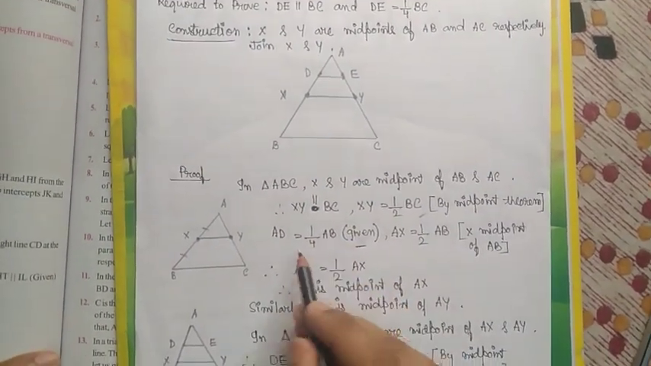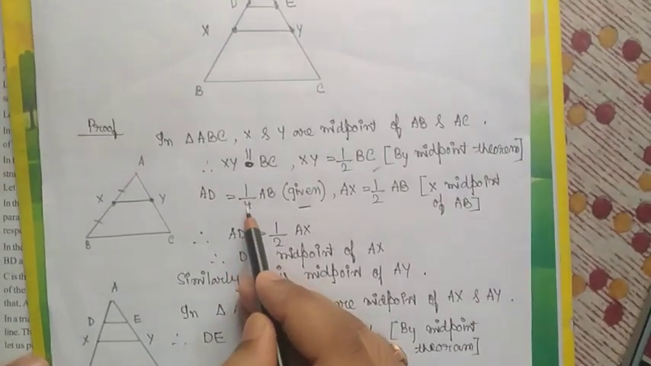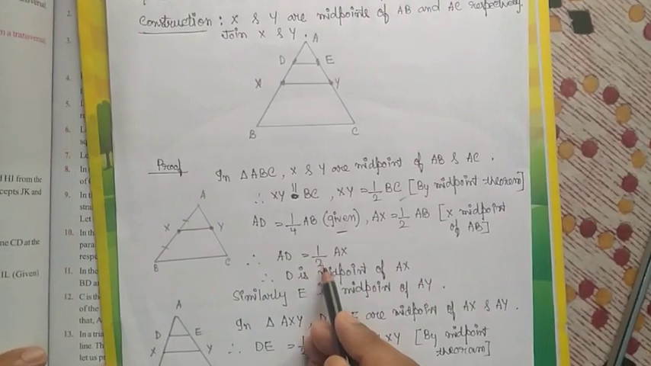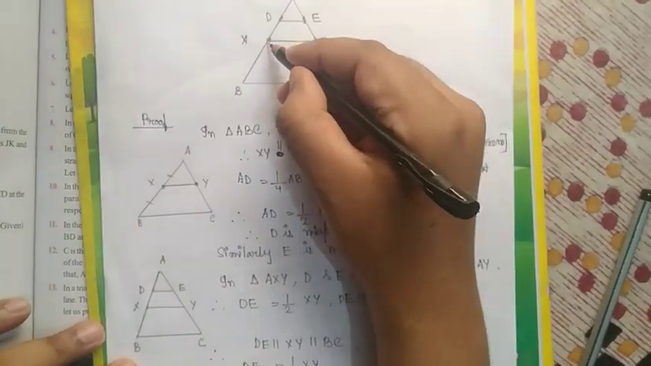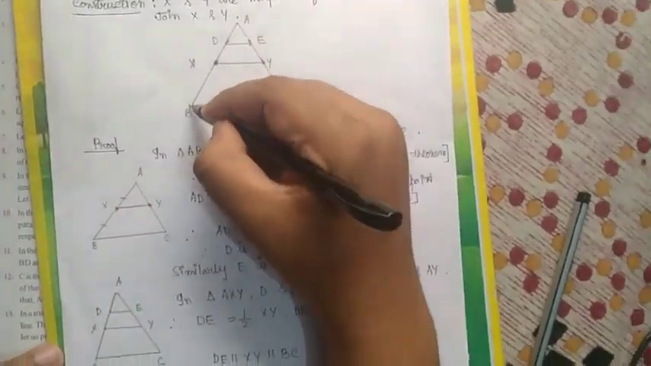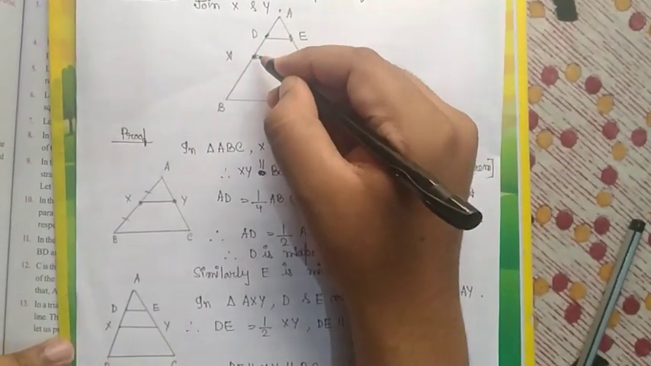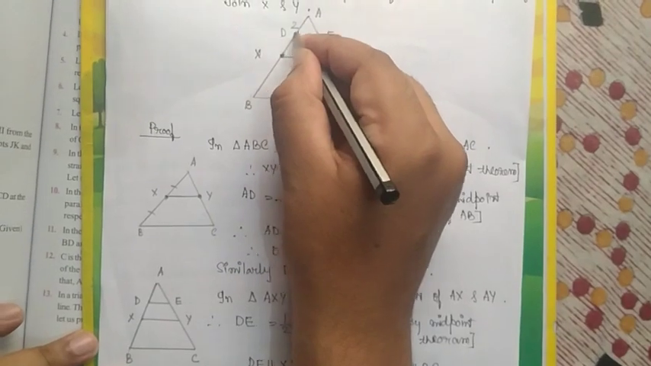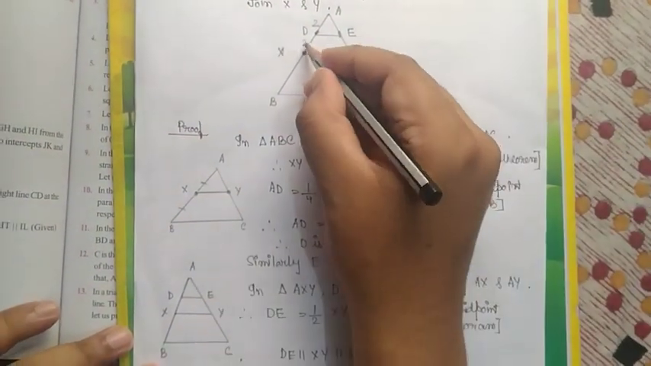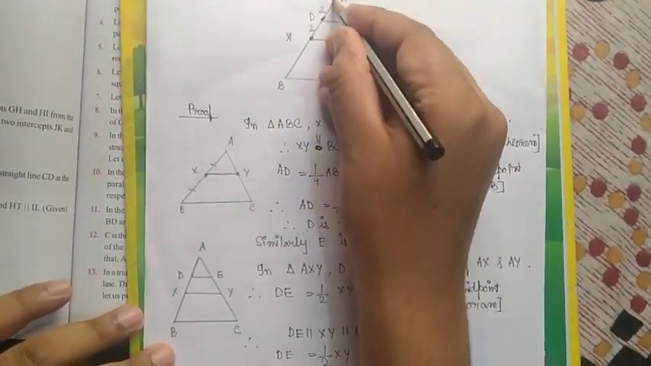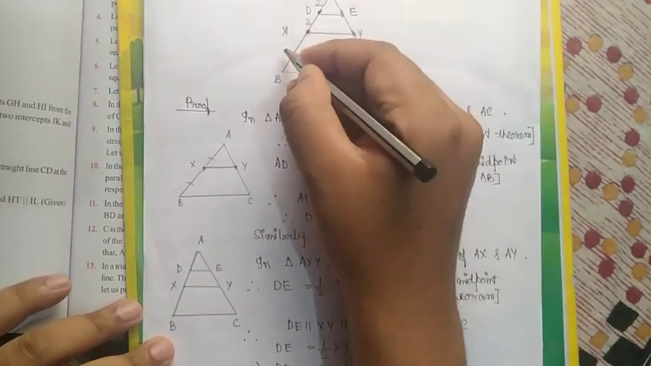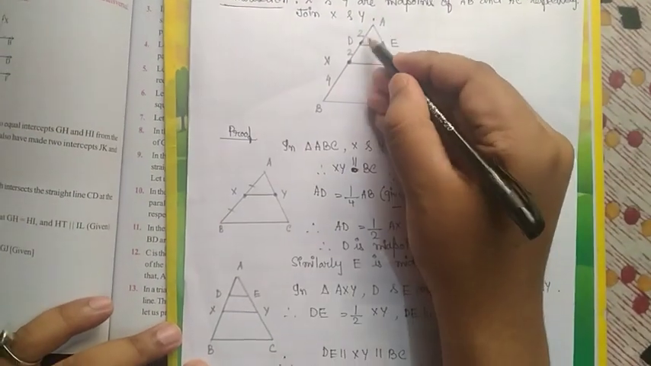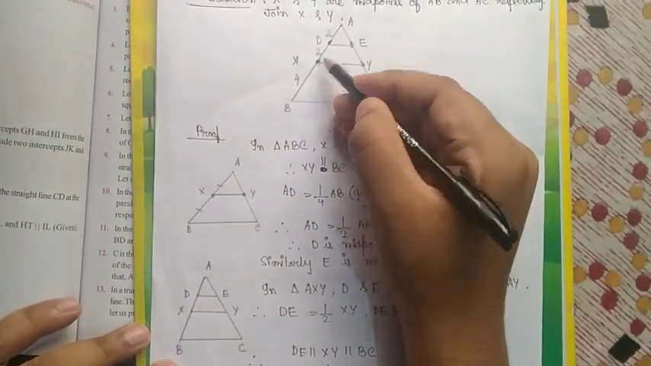And from the question we know AD equal to 1 by 4 AB. So therefore AD equal to half AX. This is the midpoint of AB and this is the midpoint of AX. So if this is 2, this is the midpoint of this, so this should be 2. And if this is 2, total AX is 4 and this should be 4. That's why we can write AD equal to half AX.